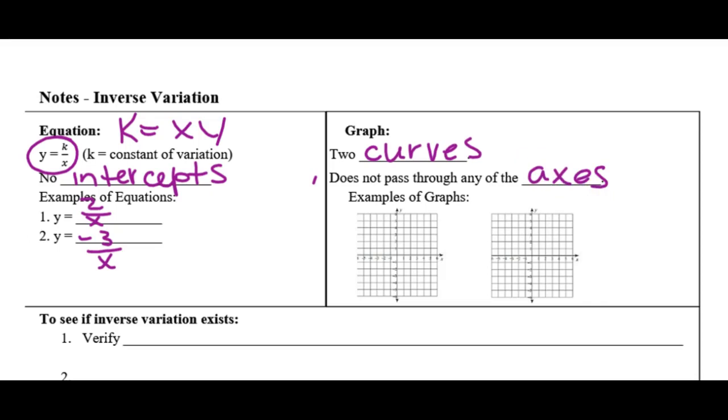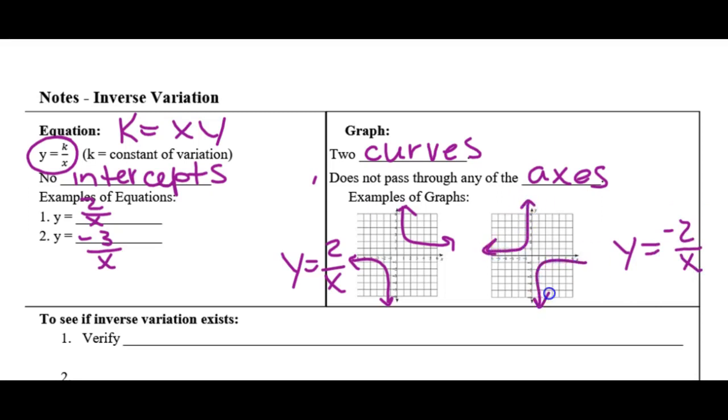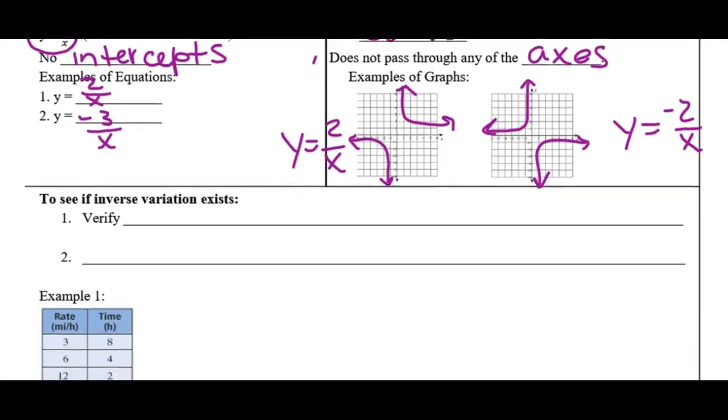So an example, if we have a positive k, like y is equal to 2 over x, we would have a curve in quadrant 1 and a curve in quadrant 3. If we have a negative k, like y is equal to negative 2 over x, we would be graphed in quadrants 2 and 4. So always two curves in opposite quadrants.